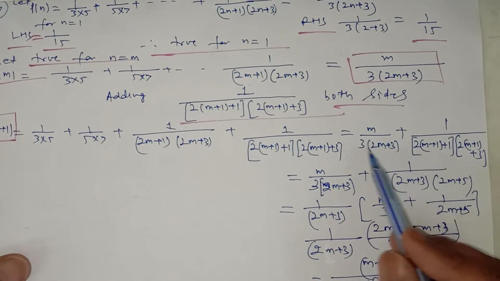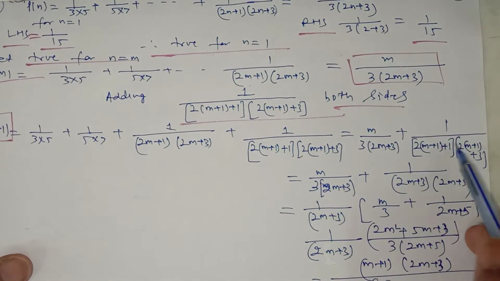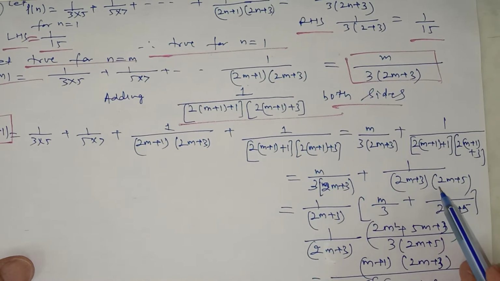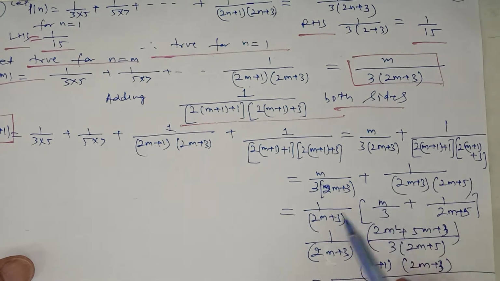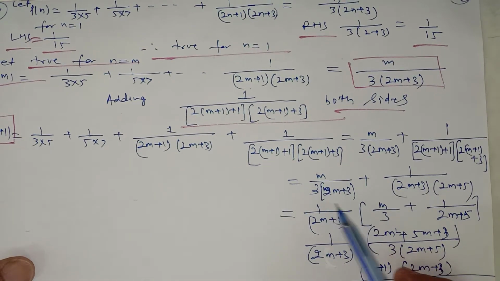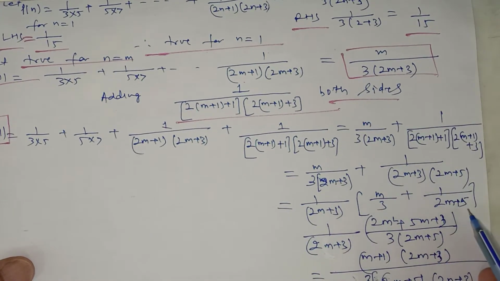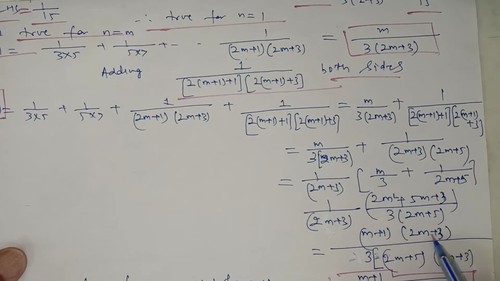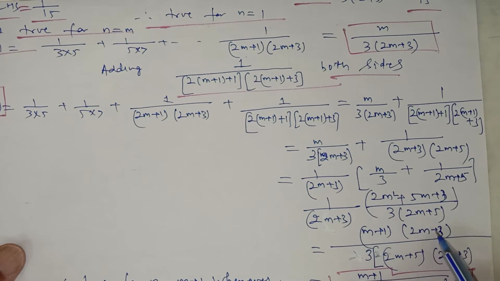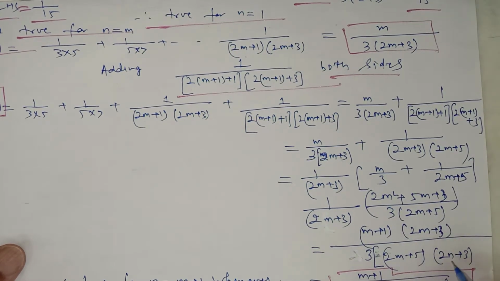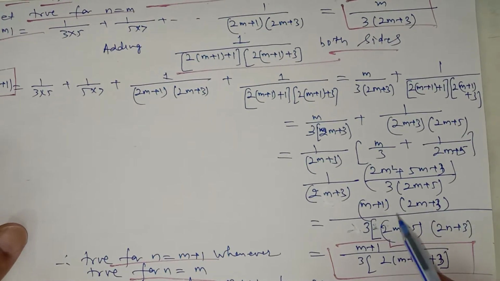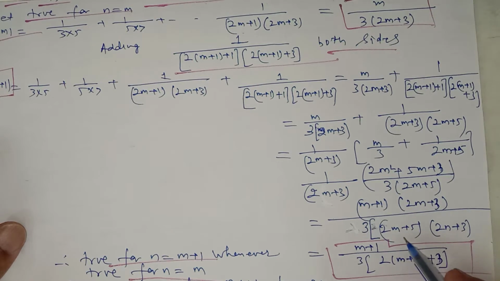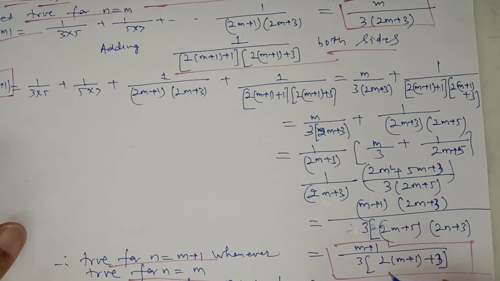So simplify the right hand side. Open the bracket; 1 upon (2m + 3) is common. So m upon 3 plus 1 upon (2m + 5), add these two and factorize the numerator. On factorizing you are getting this. Which term will be cancelled out? (2m + 3) will cancel out (2m + 3), and we are getting (m + 1) upon 3(2m + 5). In place of 2m + 5, you can write 2m + 1 + 3.